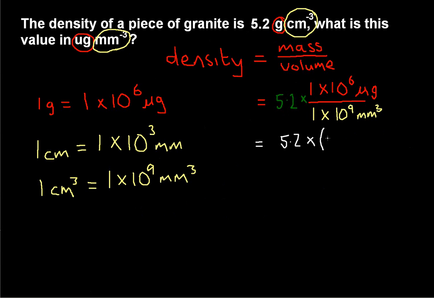Now if we just multiply out the brackets, we have 5.2 times 10 to the minus 3 micrograms per millimetre to the negative 3. And there you go, get your answer. Simple as that.